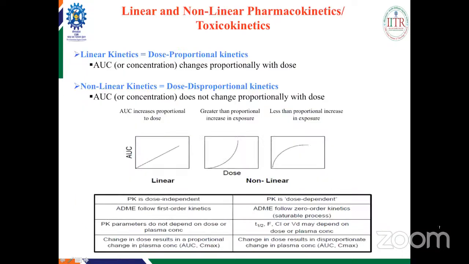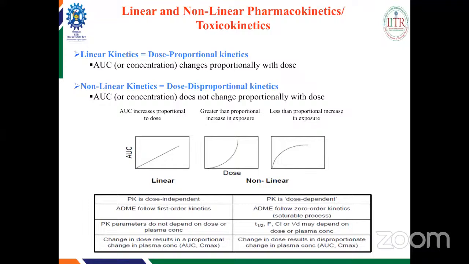So you must have read in your bachelor's or even the master's that we talk a lot about linear kinetics versus non-linear kinetics, right? This concept tells you that when the kinetics is linear, we are expecting that as the dose changes, the systemic exposure, which is generally defined in terms of the area under the curve, we call it AUC, changes accordingly. As we change the dose, exposure is changing. This is called linear kinetics.